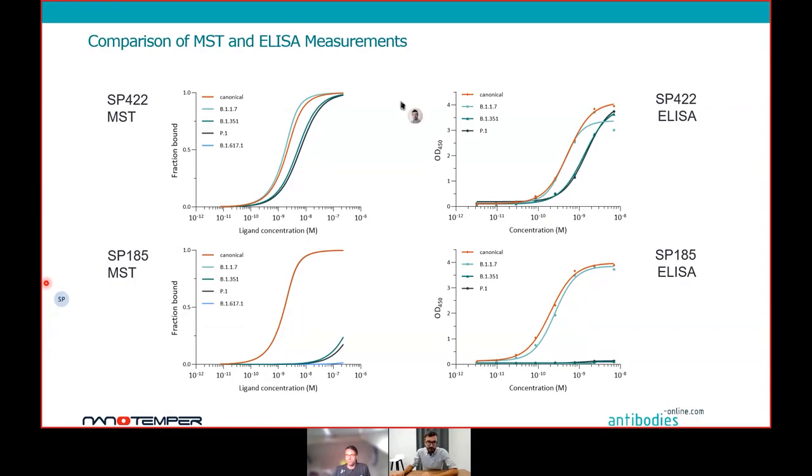I personally find this very remarkable because the orientation was also very different in these two methods. In MST, we had a labeled antibody and we titrated the S protein, and in ELISA, the S protein was actually immobilized and the antibody was titrated. If you get the same result with these completely different orientations, that's a very strong proof that what you see is real and significant, and that these differences in KD that we measure are really meaningful.